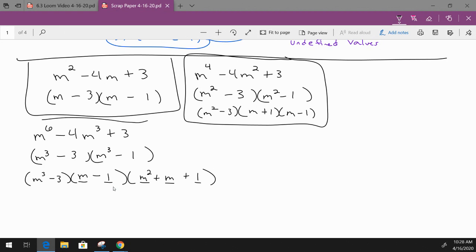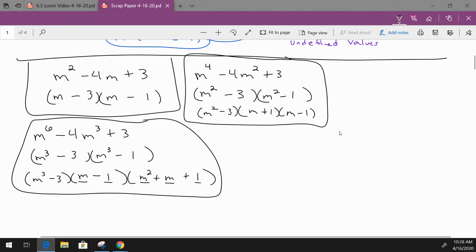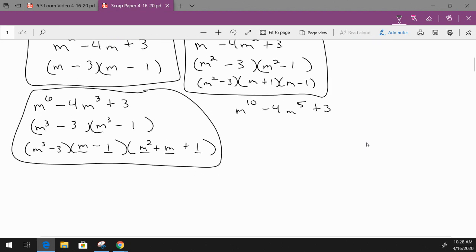So even though we started out factoring this the same as we did here, that m to the third is a perfect cube, so that can be factored a little bit more. And over here we had an m squared minus 1, which is a difference of squares, so that can be factored a little bit more. All right, so let's say you have something a little bit bigger. So m to the 10th minus 4m to the 5th plus 3.